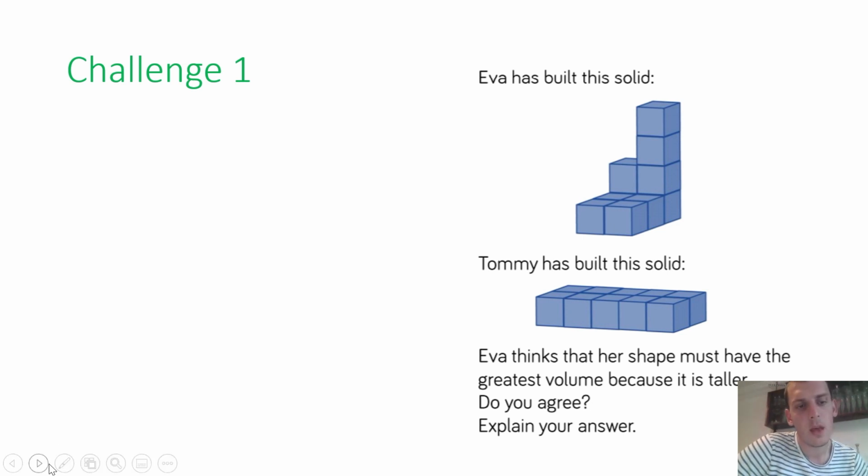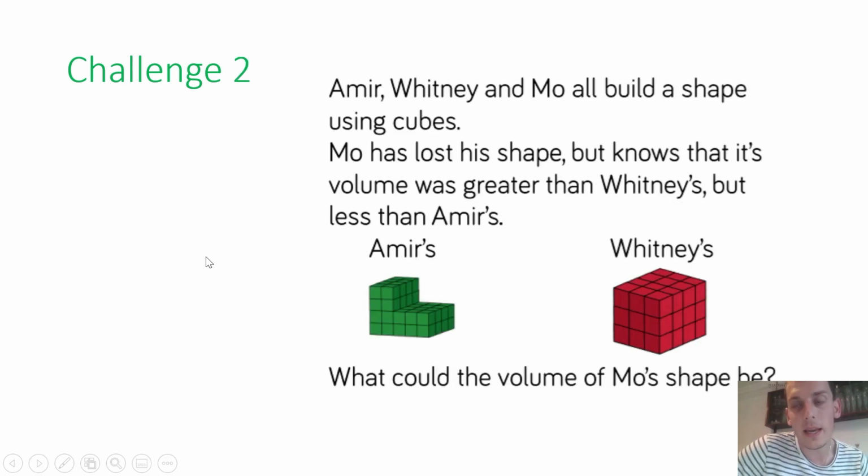So that's challenge 1. Now, challenge 2 is Amir, Whitney, and Mo all build a shape using cubes. Mo has lost his shape but knows that its volume was greater than Whitney's but less than Amir's. What could the volume of Mo's shape be? So you need to work that out.